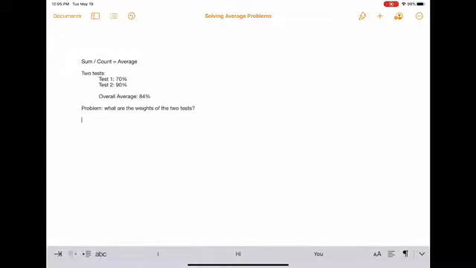It was one of the problems we had on the review quiz. 2 tests, an average somewhere in between, as averages always are, where the final average is not directly in the middle of the 2 items. So it's not a straightforward average problem. There are some weights involved, and your challenge is to figure out what those weights are.